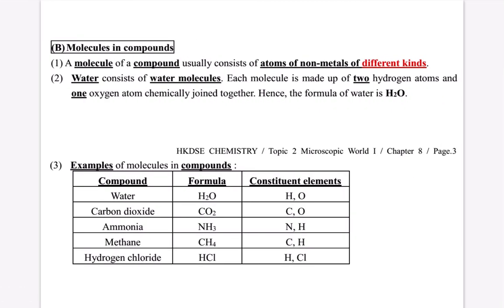Okay, then after introducing the molecules in element, now we introduce molecule in compound. For molecule in compound, they will have atoms of non-metals of different kinds. For example, CO2. So C and O are both non-metals, but they are different. So this is C and O. So different kinds of atoms, but they are both non-metals.